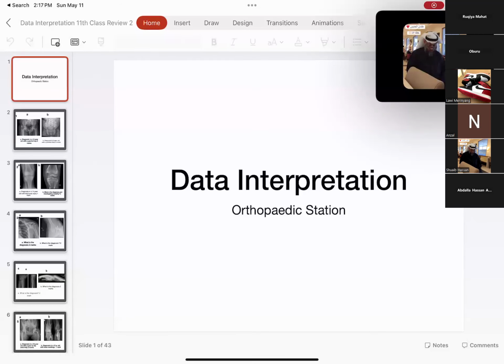So the exam basically has got two sections. There is a part which is data interpretation, and there is a part which is physical examination.